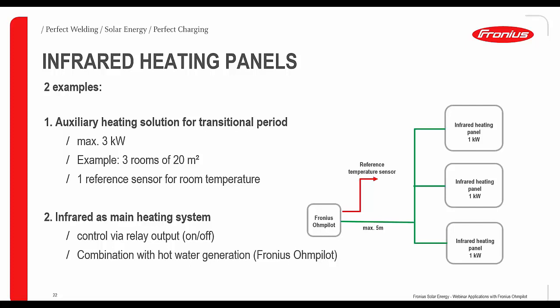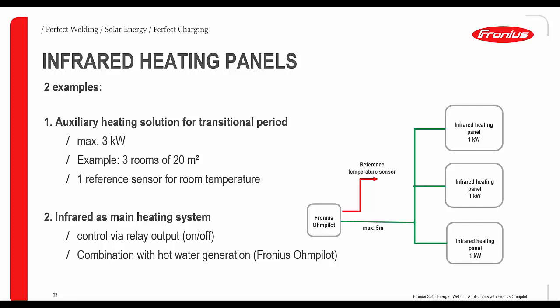3 rooms with each 20 square meters, and in each room we have one infrared heating panel with 1 kilowatt. This is because we have a maximum of 3 kilowatts that we can install on the infrared side. And we also have one reference sensor for the room temperature. So this would be the first solution where we directly control these infrared heatings and only use the surplus energy for heating up the room.